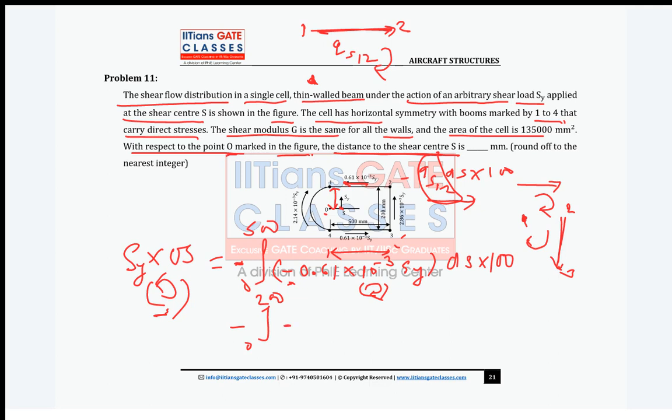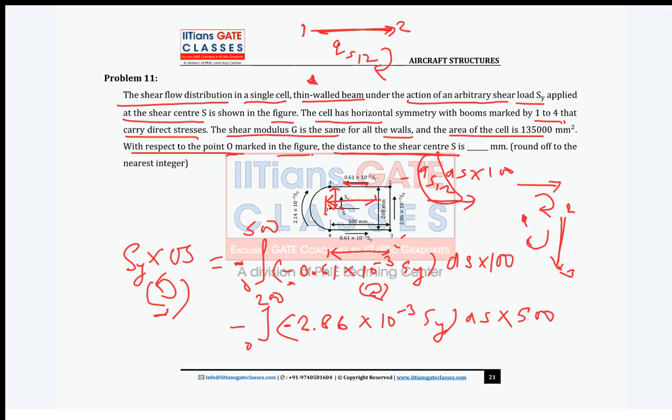Minus 2.86 into 10 to the power minus 3 SY into ds. What is the momentum? What is the momentum guys for this case? This is the momentum. So how much is this? It is 500.